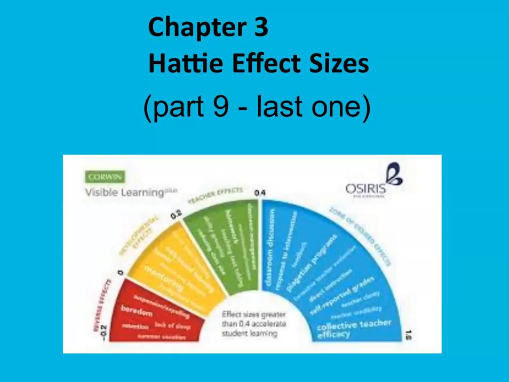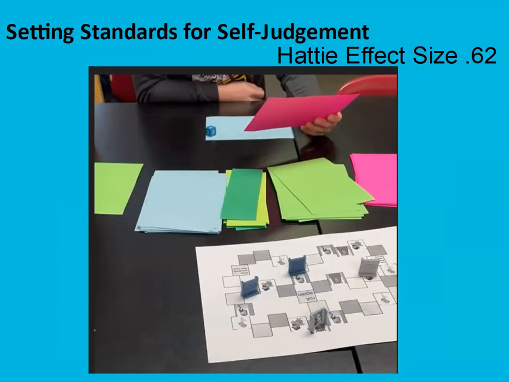This is the last time we'll talk about Hattie effect sizes, I promise, but these effect sizes are so important to understand. And they're so easy to get by playing games. All right, we have setting standards for self-judgment, Hattie effect size 0.62. Students can easily track their progress in a game. There may be a game board. They can see how far they've come along the game board.